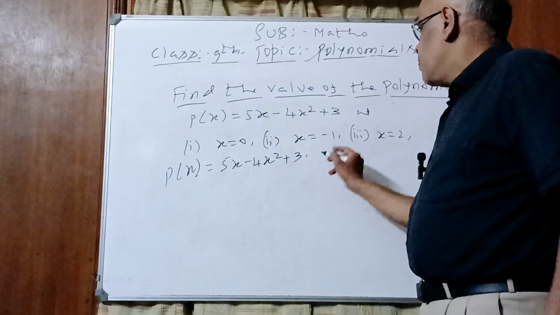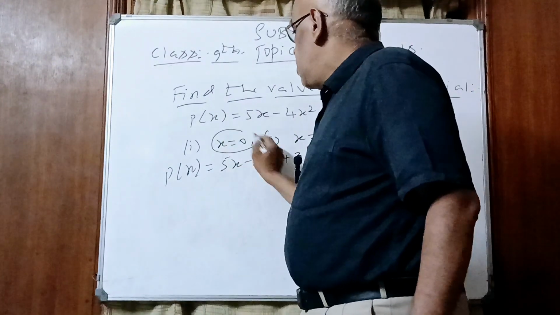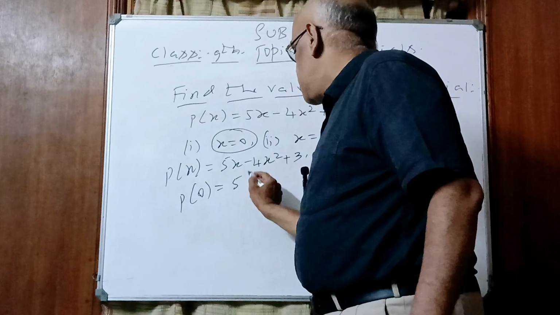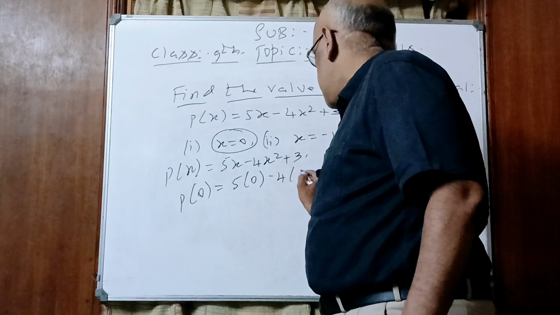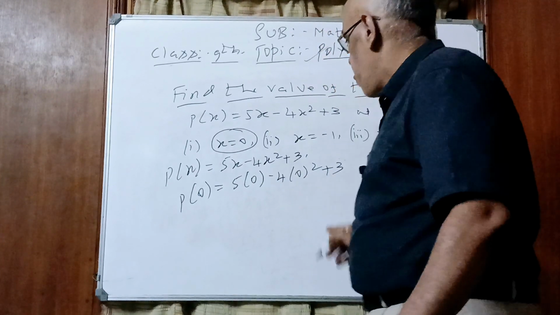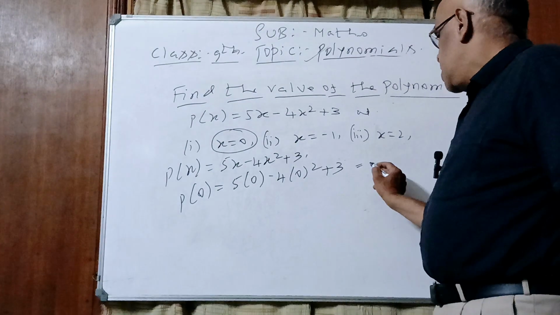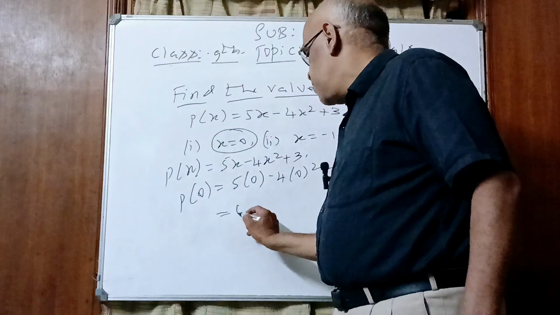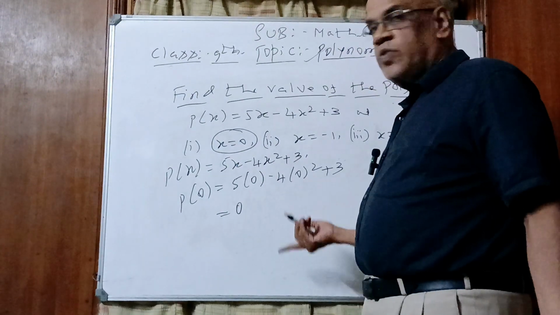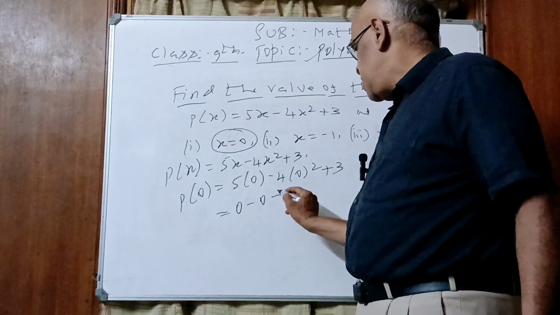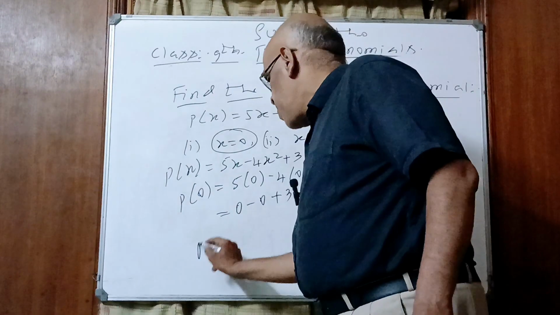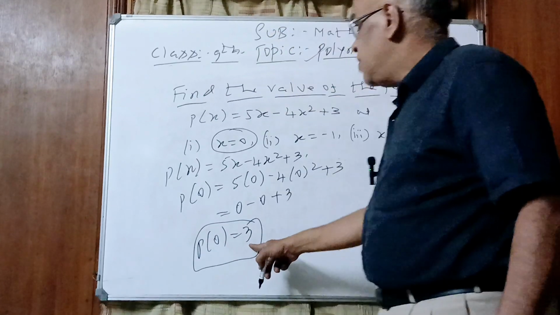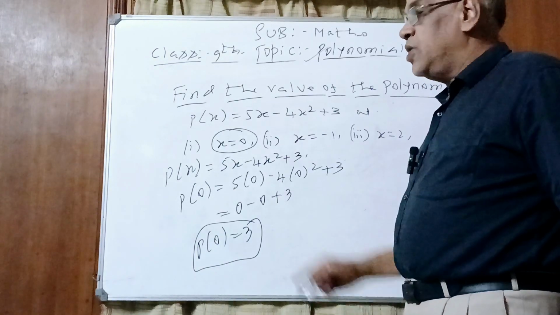What is the value at x is equal to 0? It means put x is equal to 0. Wherever x is there, put 0. 5 into 0 minus 4 into 0 squared plus 3. 5 into 0 is 0, yes or no, children? Write it here. 4 into 0 squared is 0, 4 into 0 is 0, plus 3. What is the answer, children? P of 0 is equal to 3. 3 is the value of the polynomial at x is equal to 0.